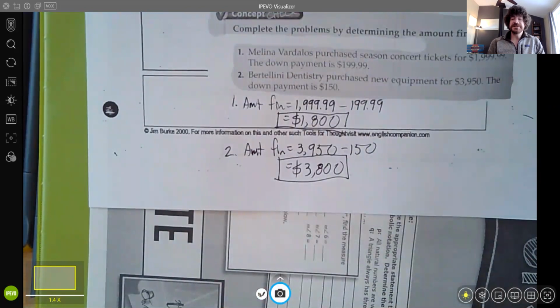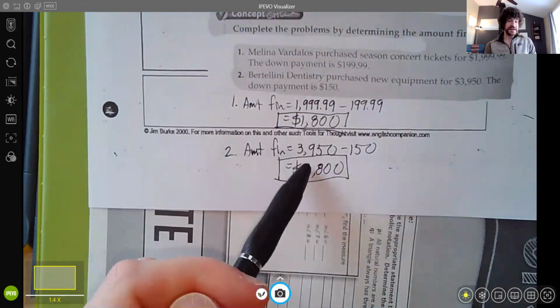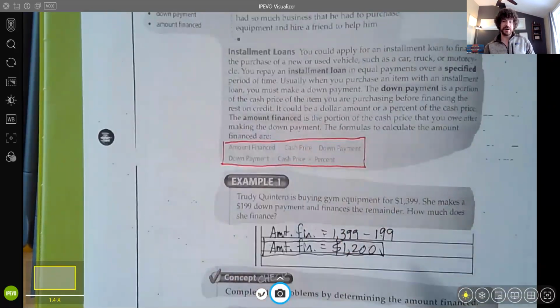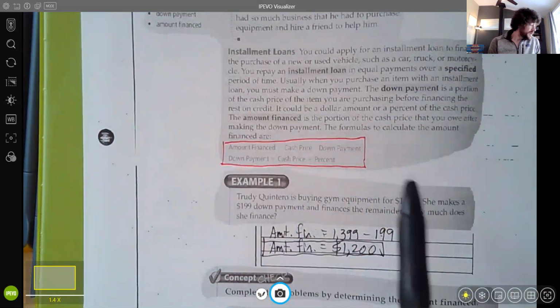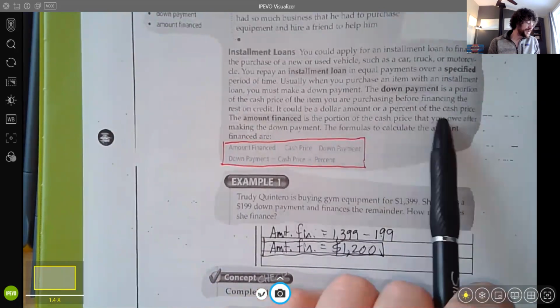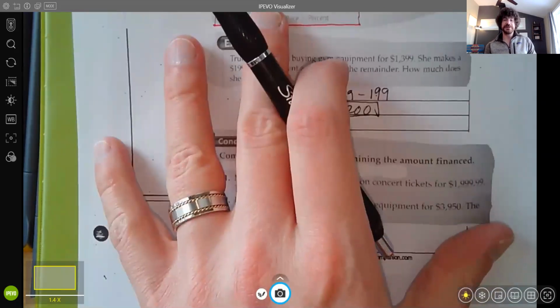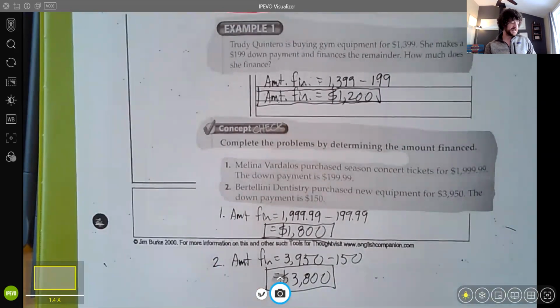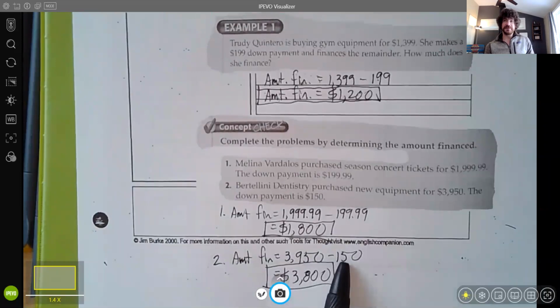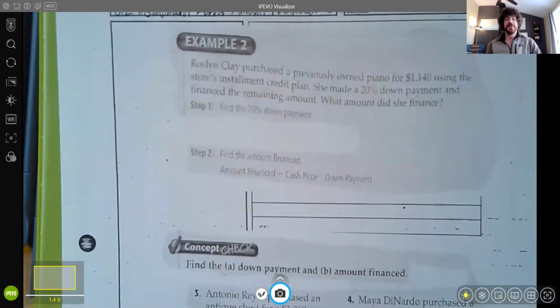All right. So you see some questions like that on your assignment today. And if it wants you to say how much was financed, then that's how we can do that. Now, the other way: if we go back up to the down payment portion, it says the down payment could be a dollar amount or a percent of the cash price. So far, we've only dealt with the dollar amount side of things here: 199.99, 150. So for our other problems, we're going to be dealing with the percentage for down payments.